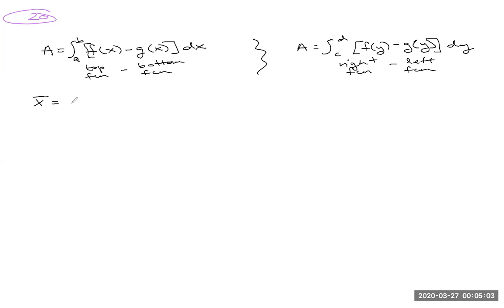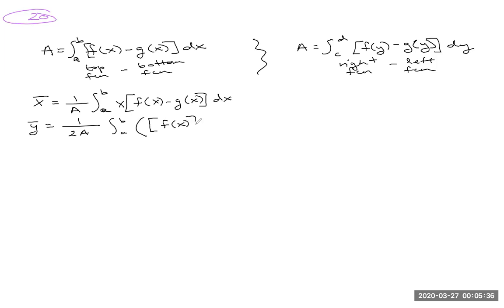So I'm going to go over your x bar, which is 1 over the area of the region times the integral from A to B of x times F of x minus G of x dx. And y bar is 1 over 2A times the integral from A to B of F of x, the quantity squared, minus G of x, the quantity squared, dx. I'm not going to go over the x bar, y bar equations for this part right now. All right, so these will be the equations we use.